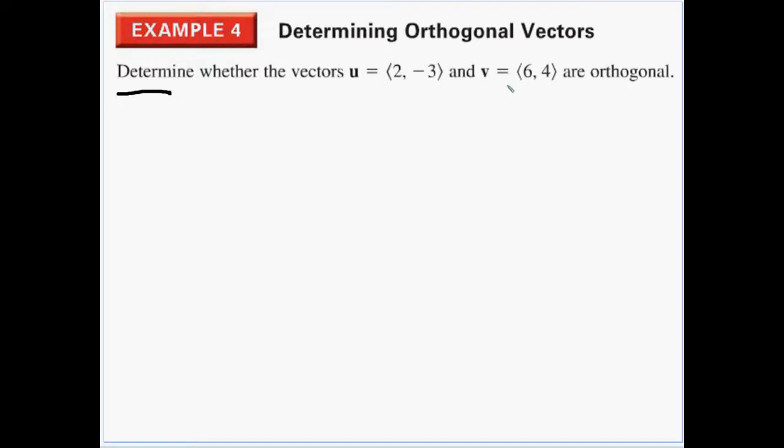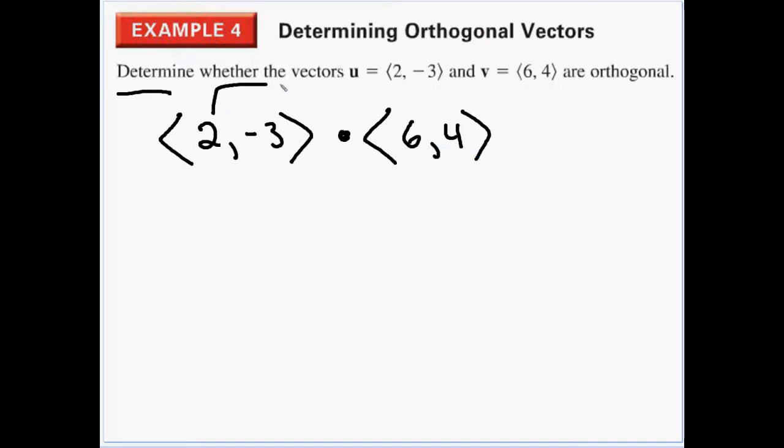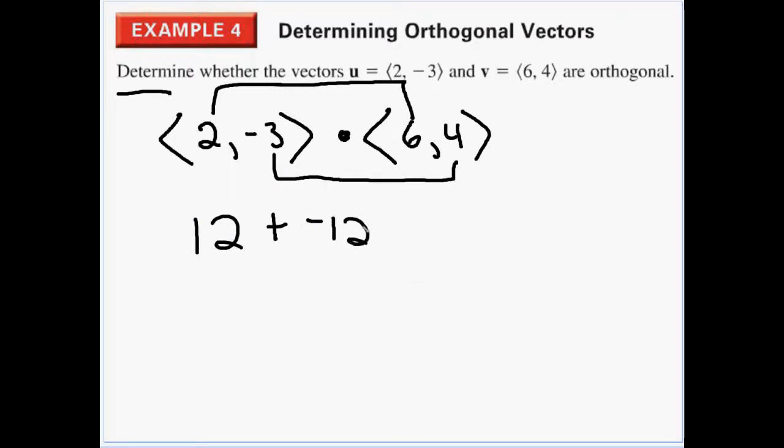Determine whether u and v here are orthogonal. So what we're going to do is find u dot v, 6-4. So we multiply the first two things together, and we get 12. And we add to that the second two things multiplied together, negative 12. 12 plus negative 12 is equal to 0.